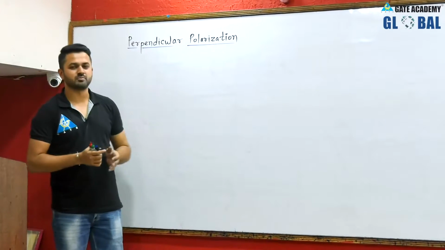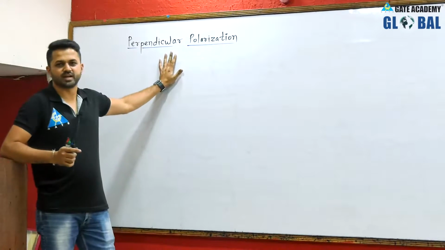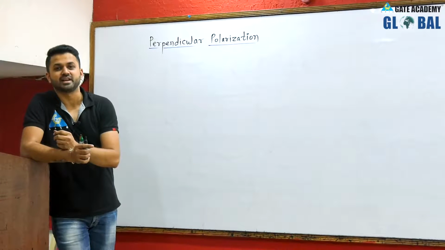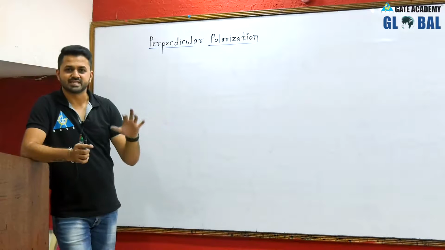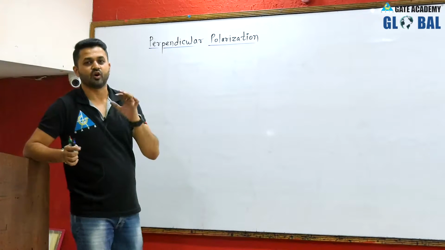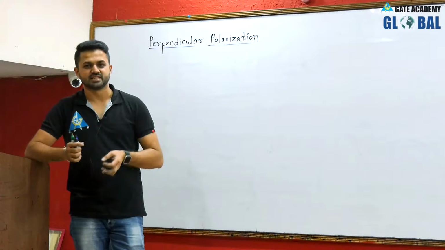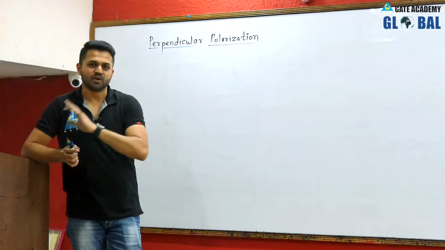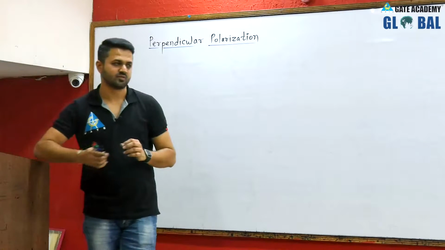Next is perpendicular polarization. As we define, perpendicular polarization is the polarization in which the electric field is perpendicular to the plane of incidence. So we have to make a diagram in such a way that the electric field of the incident plane wave is perpendicular to the plane of incidence. As we considered in the parallel polarized wave, the plane of incidence is xz and the boundary is z equal to 0.